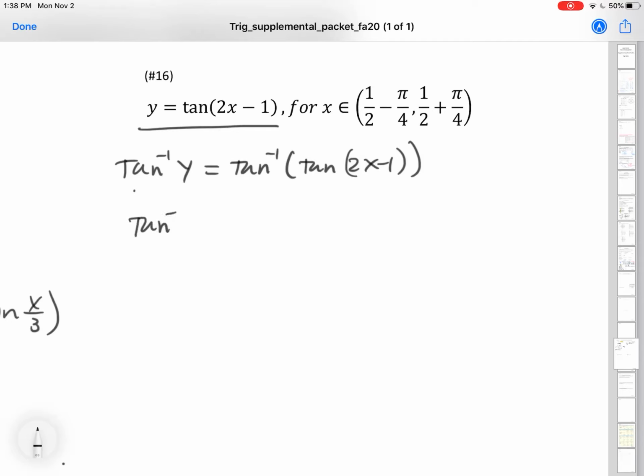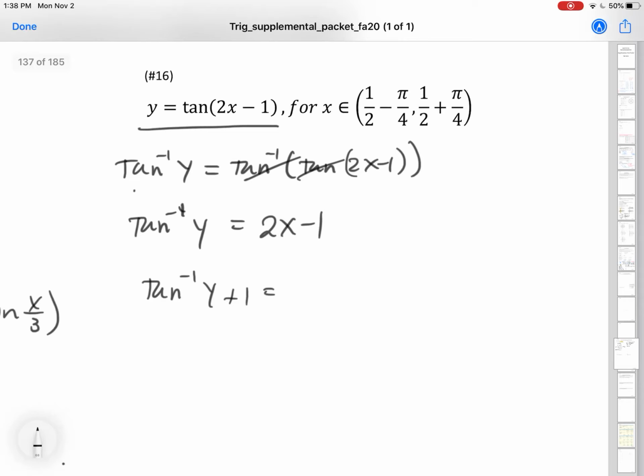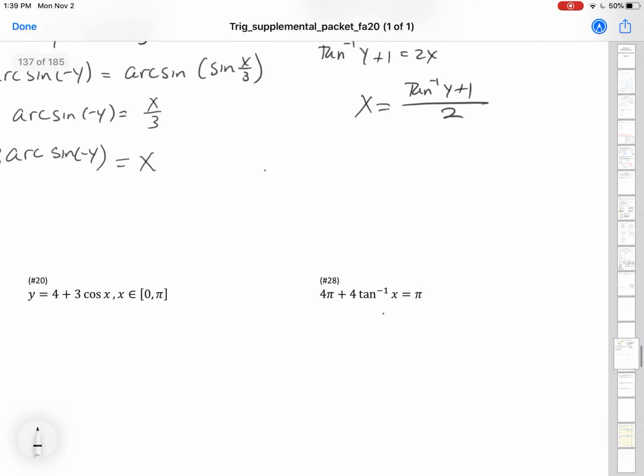So this is tan inverse of y is equal to, these guys will cancel because of that range, 2x minus 1. That means tan inverse y is equal to 2x. Apologize. Tan inverse y plus 1 is equal to 2x. And that means x is equal to tan inverse y plus 1, all divided by 2. And they have that in the back of the book as well.